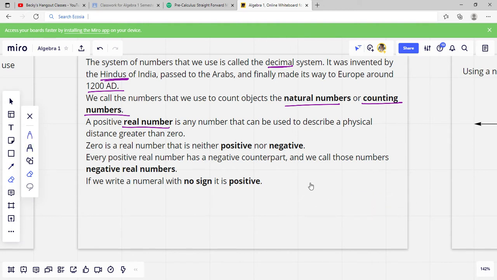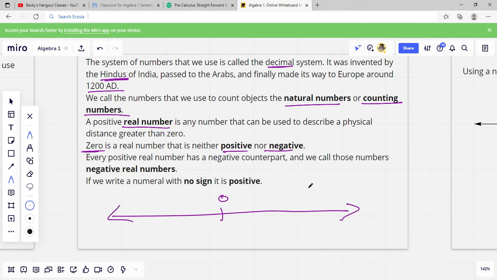Okay, and then on the other end, we're going to have our negative numbers. In the middle, we've got 0. 0 isn't positive or negative. So like if we draw a number line here, okay, we're going to have 0 in the middle, and our positive numbers go that way. Okay, and then every positive number has a negative counterpart.